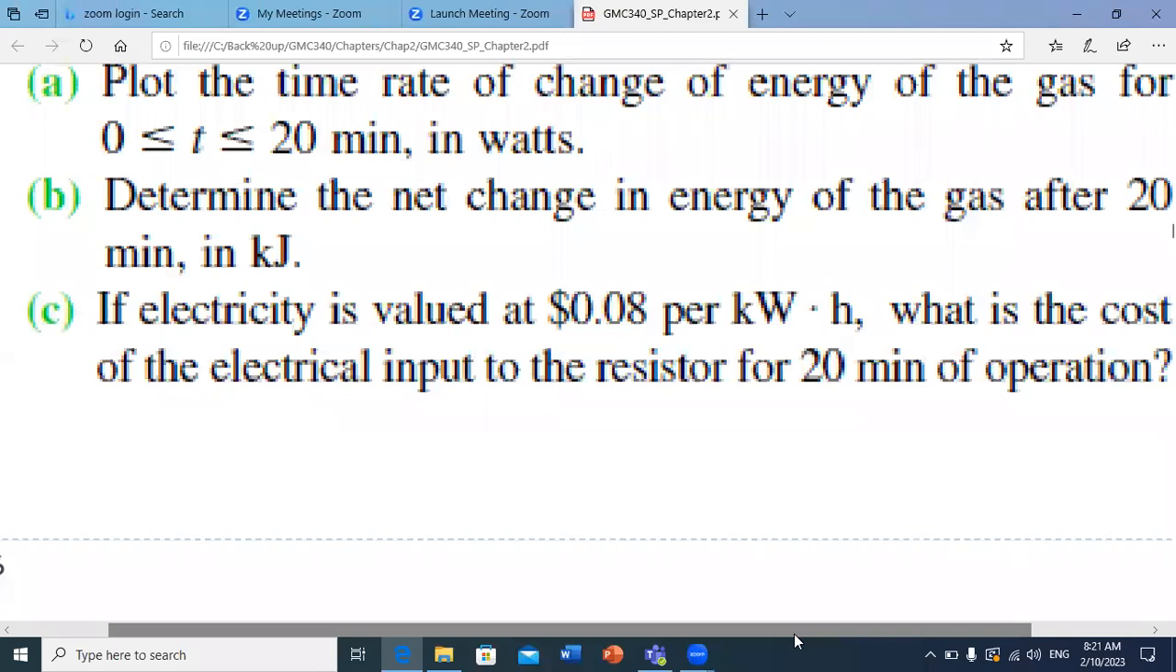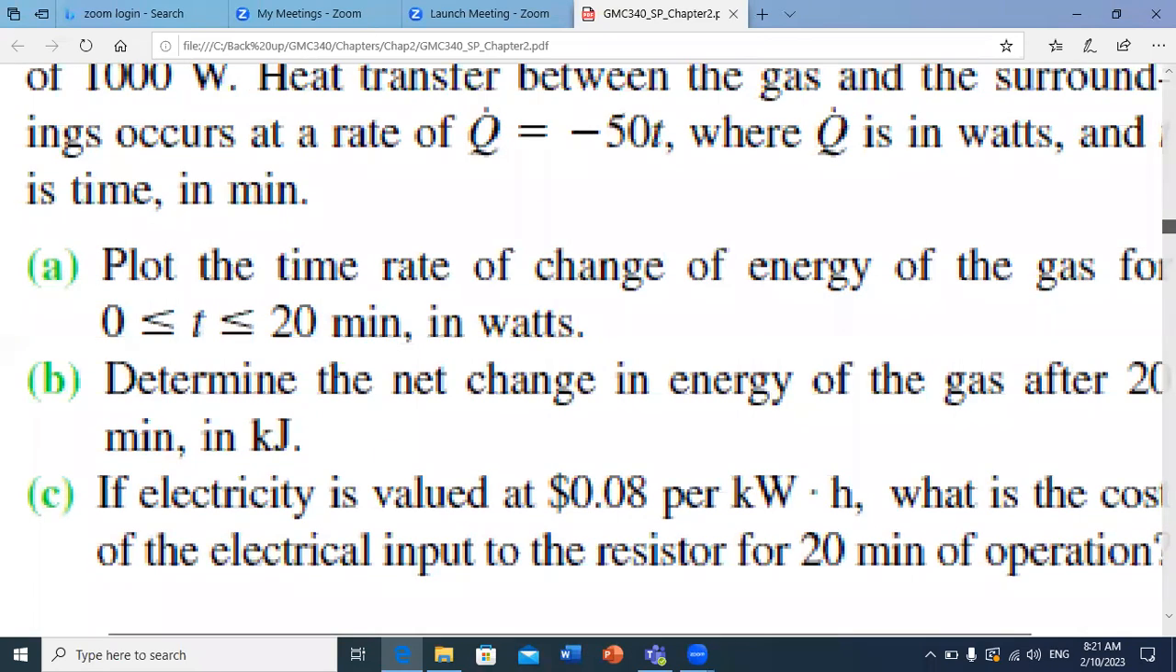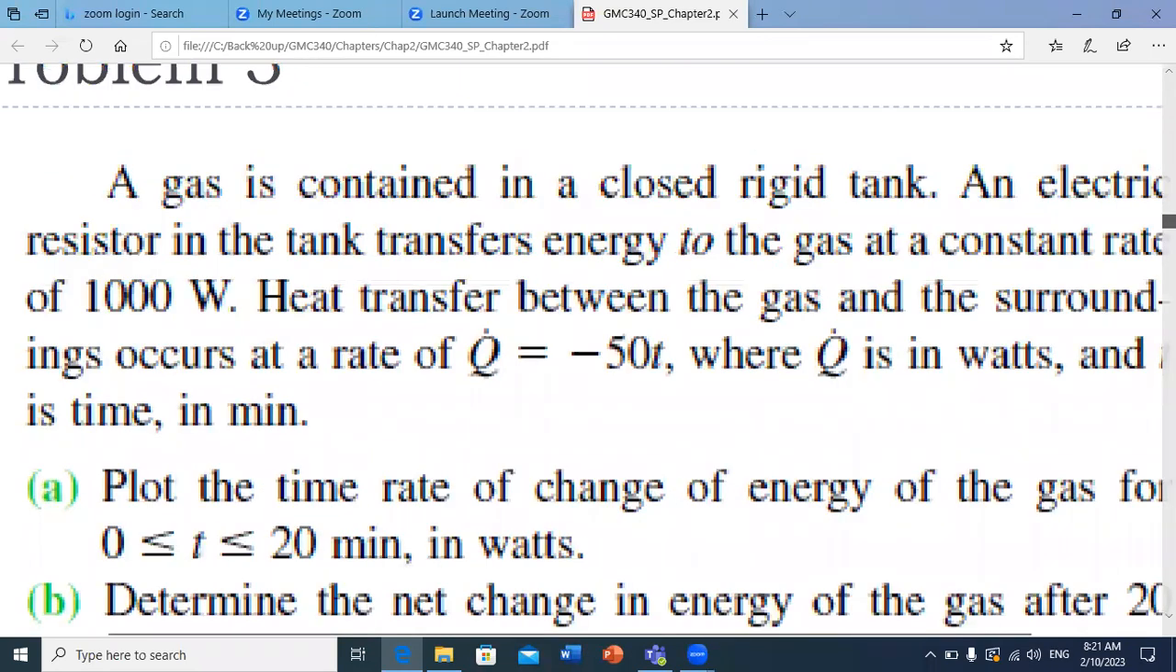The electricity cost is due to what? The generation, because of the flux that is coming from the resistor, okay? Your resistor is providing energy at 1000 watt, and if you operate it for 20 minutes, what will be the amount? Because the resistor power is constant here. So if you want to determine the amount of energy it will give you during 20 minutes, what should you do then?